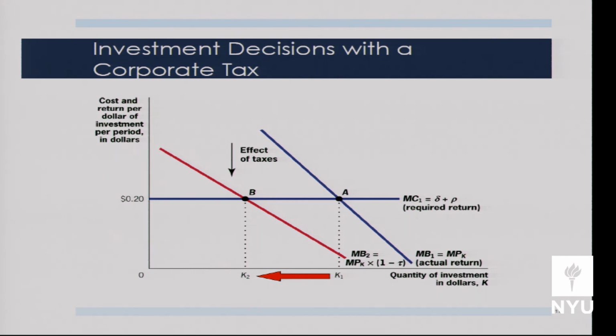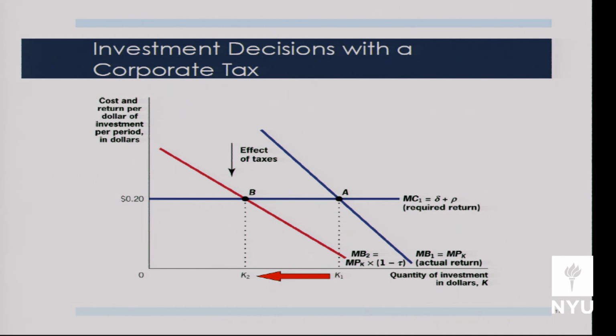Our marginal benefit curve, let's look at the blue one. Like we said, the marginal benefit pre-tax is simply the marginal product of capital. And it's going to be this downward sloping line because the marginal product of capital falls as capital increases. So it's high when we have low levels of capital. It gets much lower as we have more and more capital. Okay, then we levy our tax.